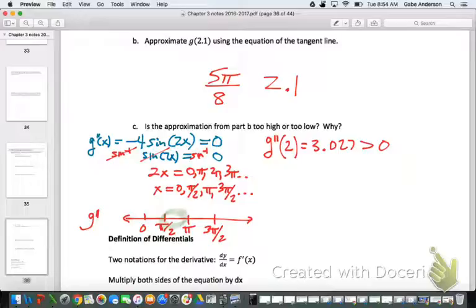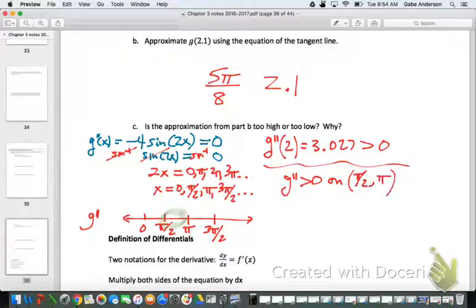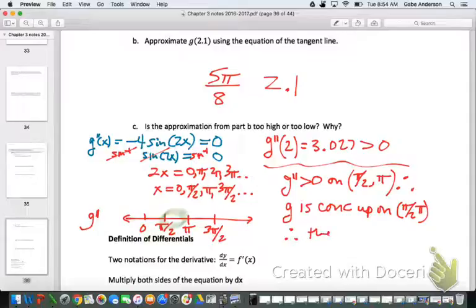So here's how we can conclude. We'd say something like this. G double prime is positive on the interval pi over 2 to pi. And of course that interval contains our numbers, right? Therefore, since G double prime is positive on that interval, that means G is what? Concave up, correct. Concave up on that same interval. Therefore, we can say the approximation is 2.